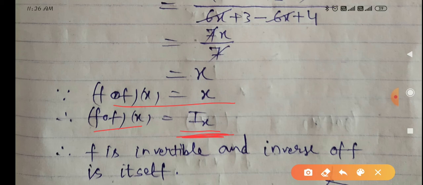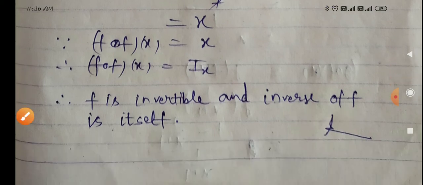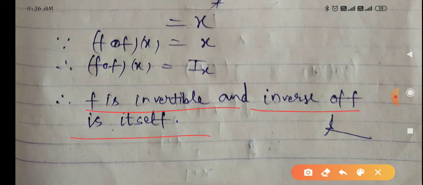In the previous question, two functions were there, here one function is there. So the composition of the given function with itself is coming the identity function. So with itself it is the composition. That's why this is a self inverse function. So f is invertible and the inverse of f is itself. So this is a self inverse function.